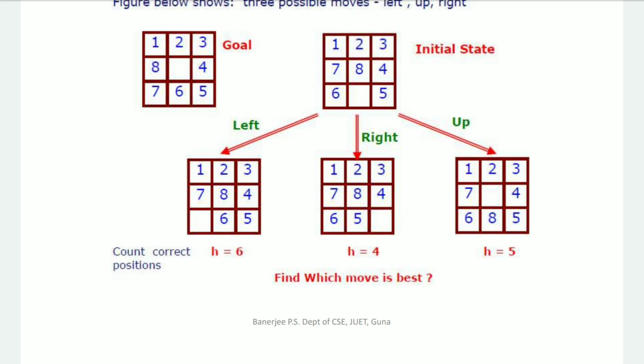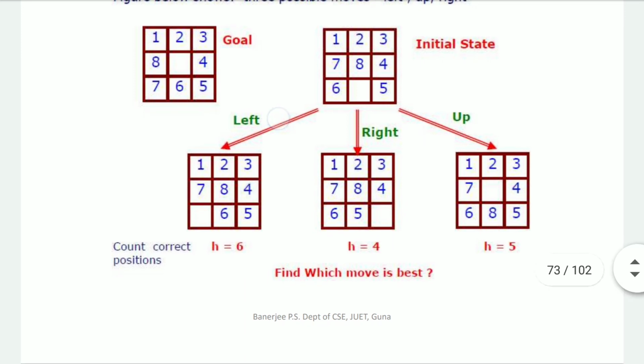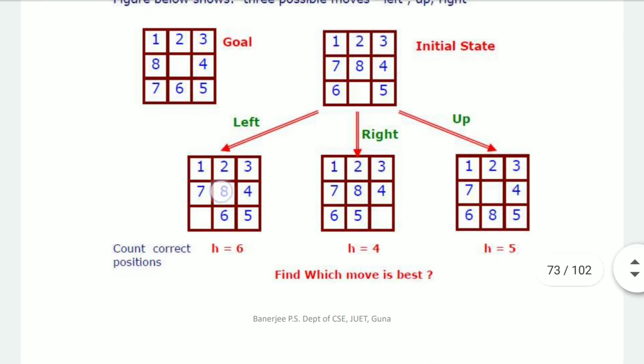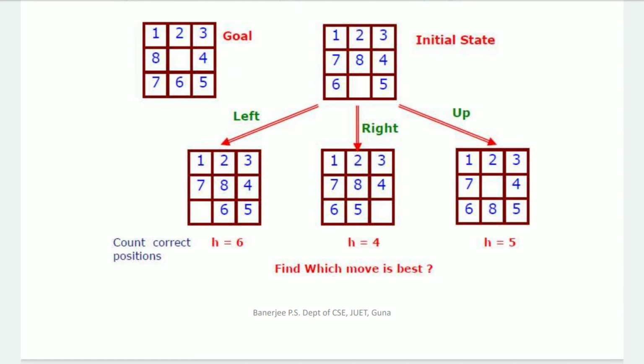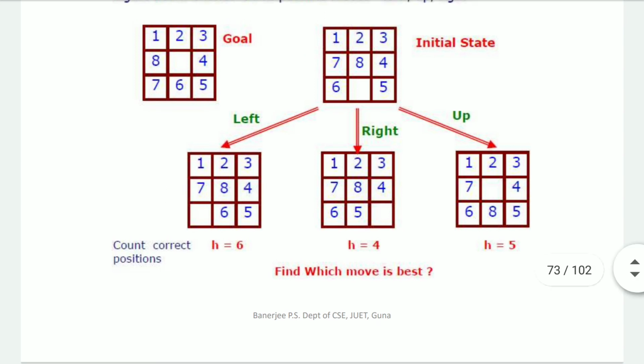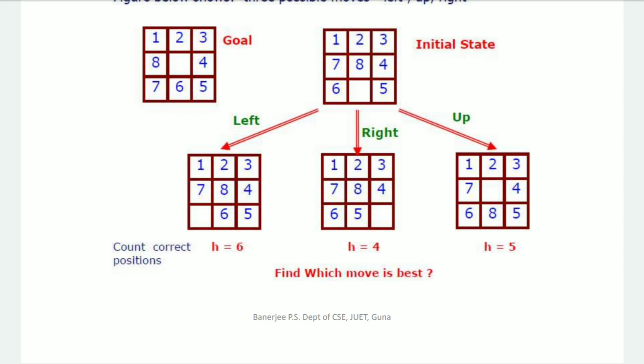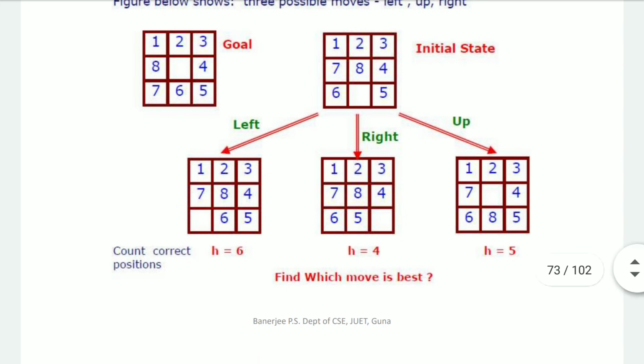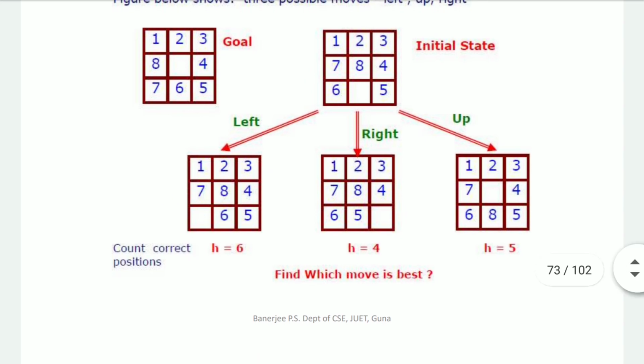Now here, how many elements are in the incorrect position in the left move of the blank space? There are 2 elements in the incorrect position. The 2 elements are 7 and 8. Now the goal state is here where the 7 should be. The 7's position right now is at the first column of the second row, whereas 7 should have been at the first column of the third row as compared to the goal state. So how many moves should 7 take to reach here? Definitely 1, that means from here to here.